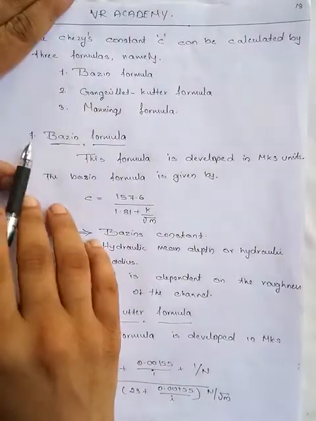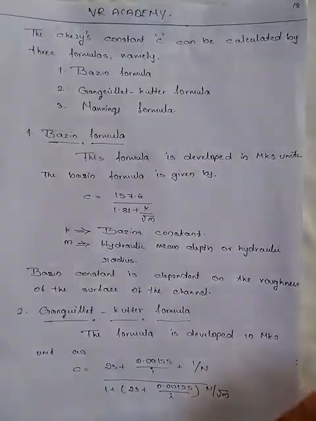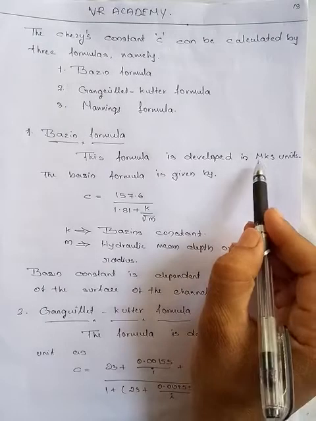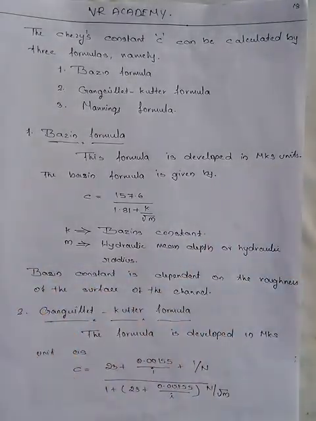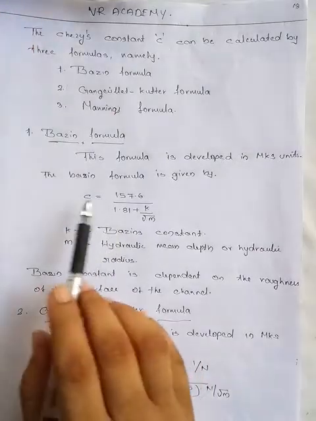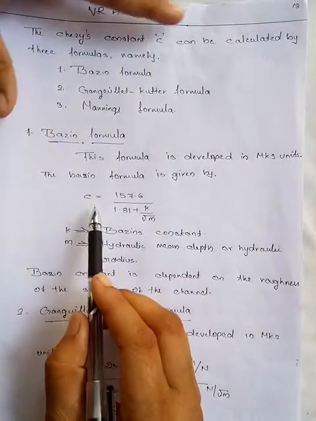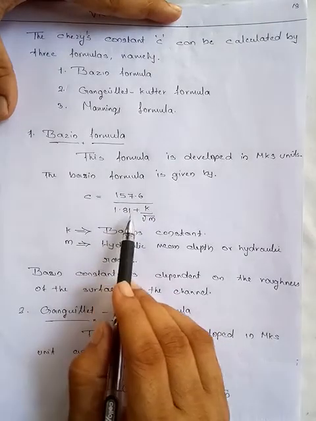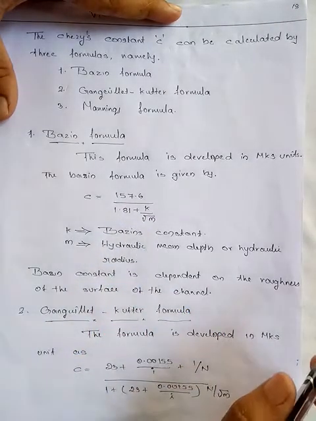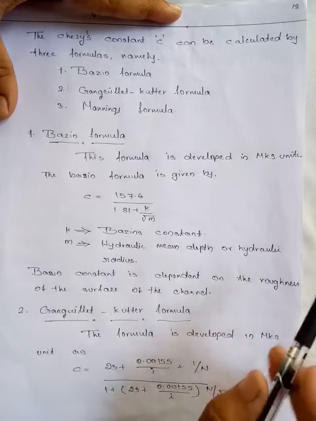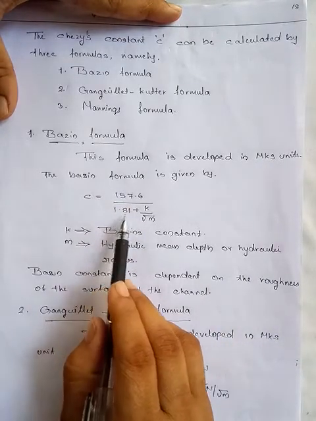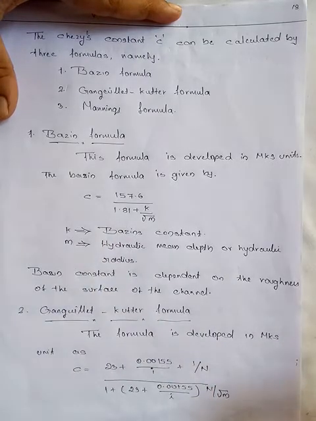For the first one, the Bazin formula, this formula is developed in MKS units. You know MKS units, right? The Bazin formula is given by C is equal to 157.6 divided by 1.81 plus K by root M. This is the Bazin formula.